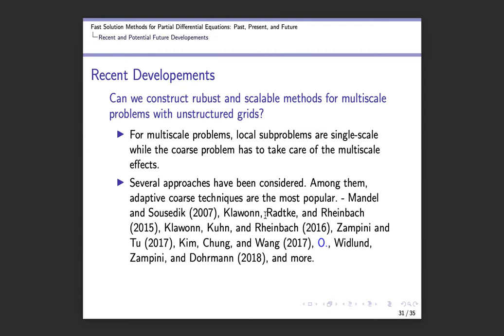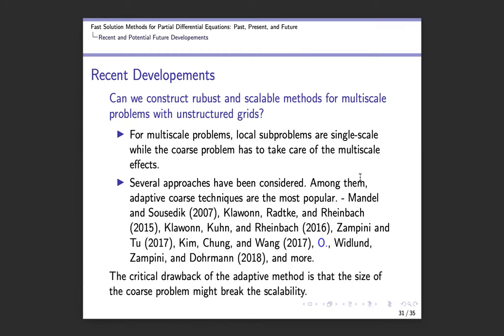But in a multi-scale problem, the bad part may get larger than in the usual problem. So for the coarse problem, we may have some bottleneck. That's why we may not have scalability, since we do not have load balancing. The critical drawback of the adaptive method is the size of the coarse problem. This might break the scalability.